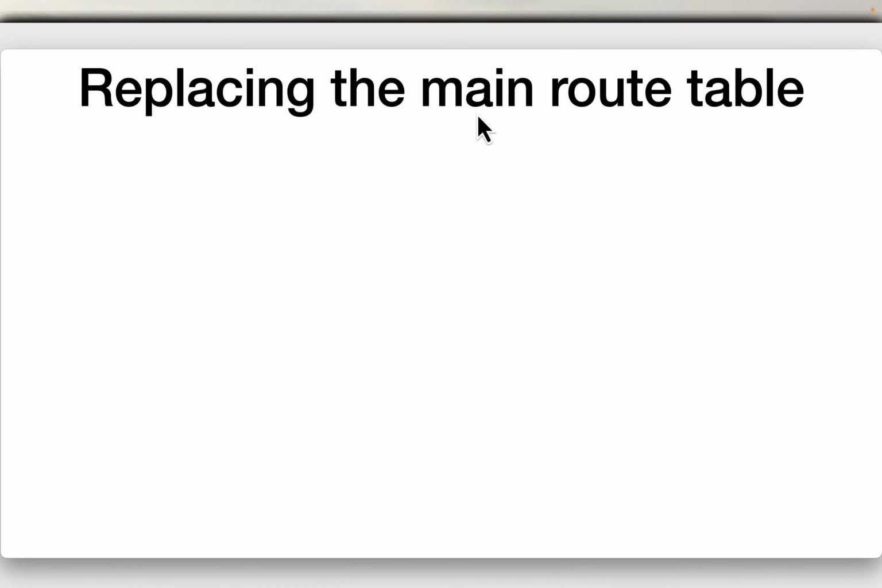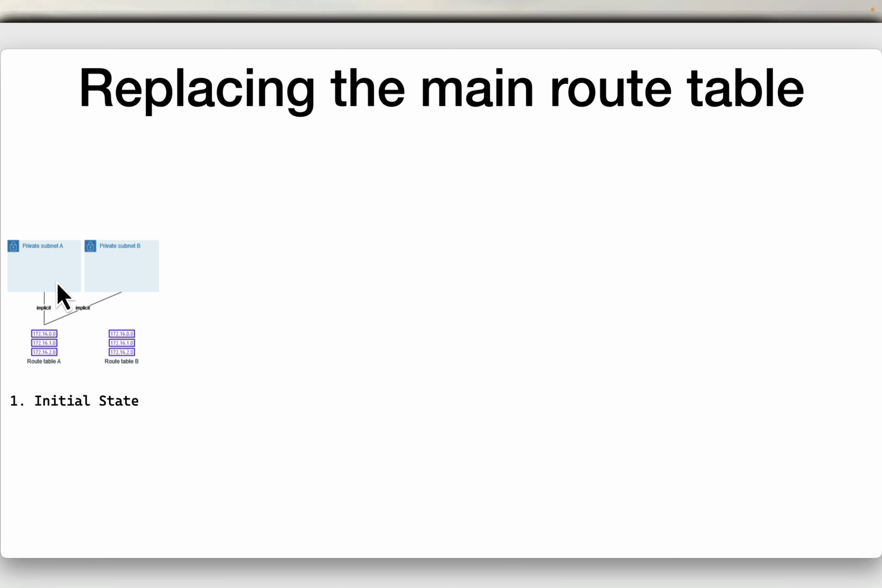Okay, replacing the main route table. So let's see how we can replace the main route table. This diagram depicts a sequence of actions to replace the main route table in a setup with two subnets. Initial state: subnet A and B, so there are two subnets and both are private subnets. Subnet A and B are both implicitly associated with route table A. So this is the default route table A, which is the main route table.